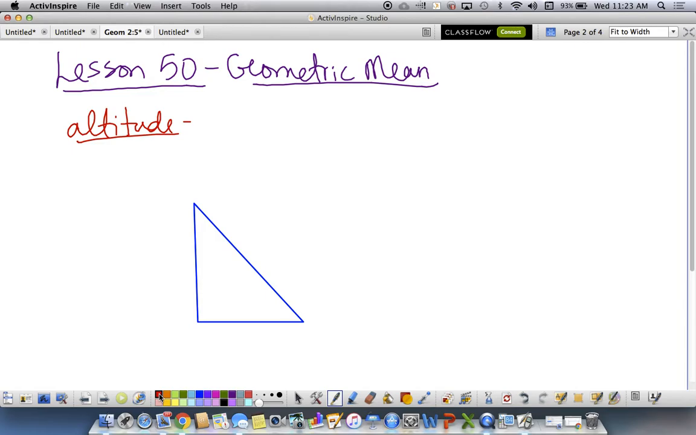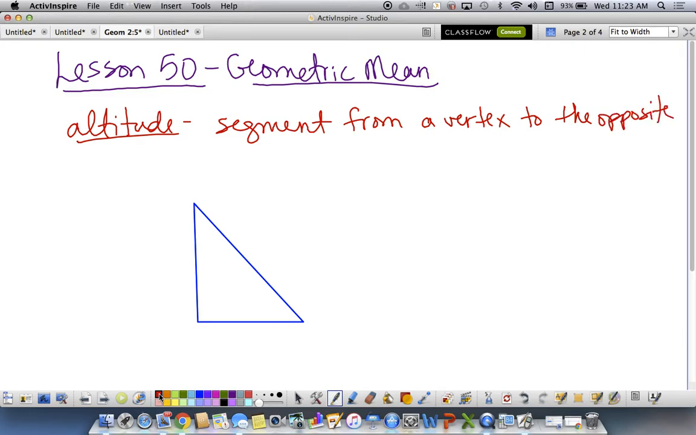So that's what I'm going to write. The altitude is the segment from a vertex to the opposite side at a right angle. So we have to know what that is in order to know what theorem 50 is talking about. Okay? Theorem 50 also is talking about a right triangle. So I went ahead and drew a right triangle up here. The angle is drawn right there.